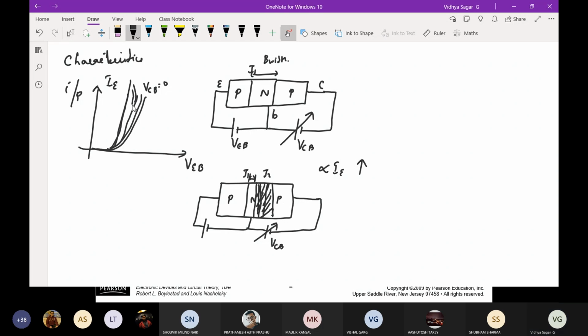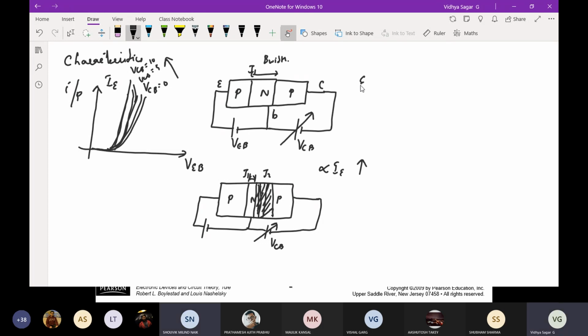Fine. So this I could call VCB equal to 10 volts, increasing VCB. So VCB equal to 5 volts. Likewise, if you keep on increasing VCB, your IE will increase. So the waveform will move to your left side. The cut-in voltage doesn't change, whereas after that cut-in voltage, the current increases. That is what we're trying to define. Clear? If VCB is increasing. Am I clear? Any doubts?